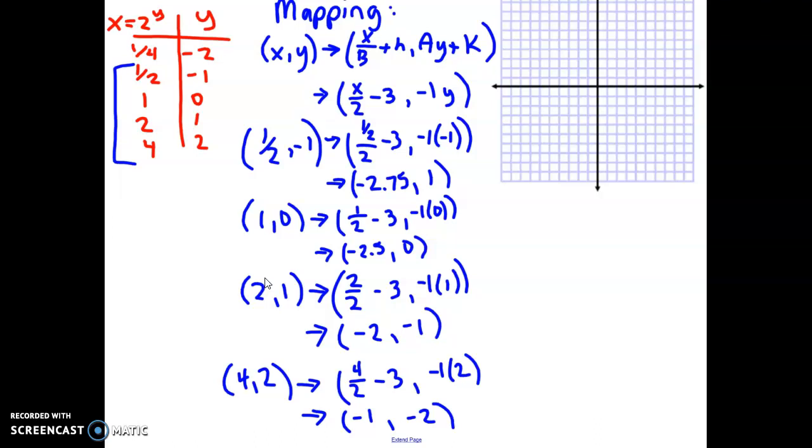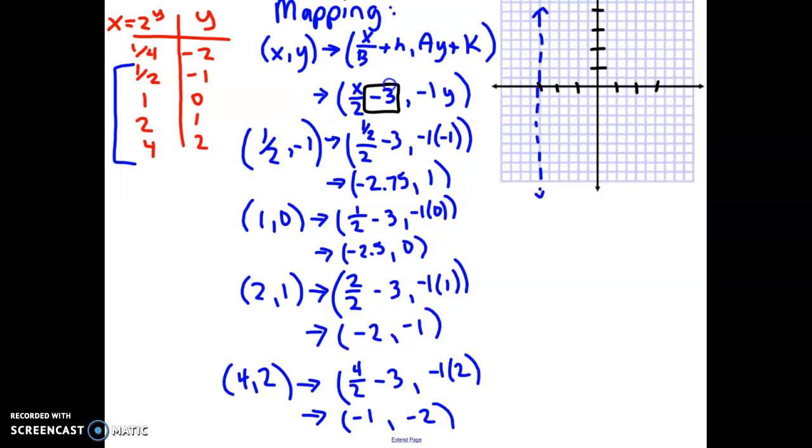Remember that your vertical asymptote is also going to move according to our h value. So my h value is -3, which means my vertical asymptote would be moved over 3 to the left. So my new vertical asymptote is going to be over here. And then we can plot our other points.